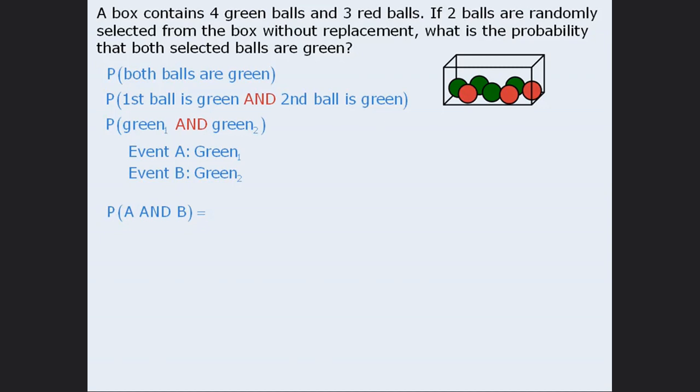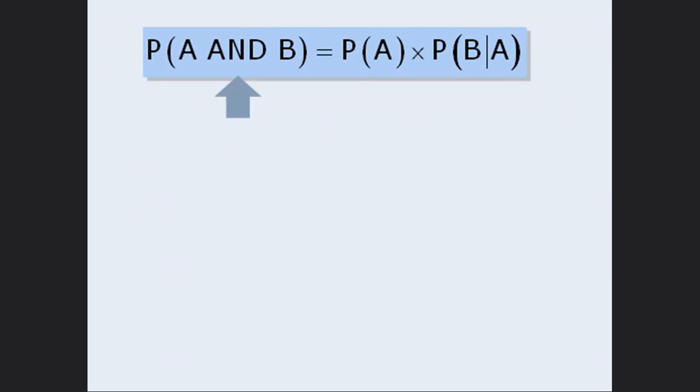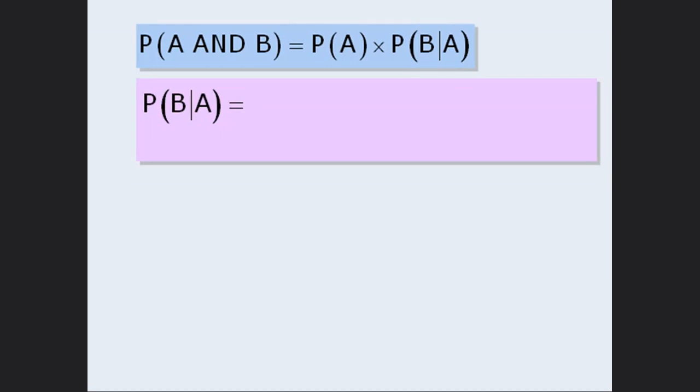To do so, we'll introduce the AND probability formula. It says that the probability of events A and B both occurring is equal to the probability of event A times the probability of event B given that event A has already occurred. Now this notation may be foreign to you, so let's take a closer look. This denotes the probability that event B occurs given that event A has already occurred. We call this a conditional probability, and the vertical line here can be read as given that.